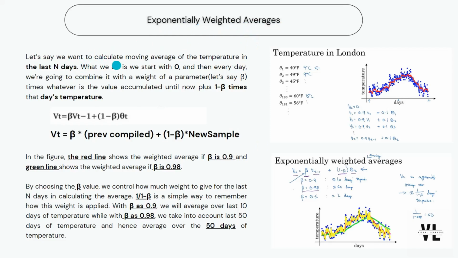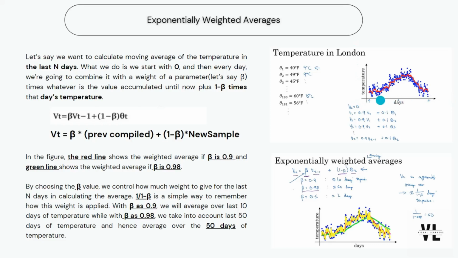Let's say we want to calculate the moving average of temperature in the last n days. What we do is we start with 0, and then every day we're going to combine it with a weight of a parameter, let's say beta, times whatever is the value accumulated until now, plus 1 minus beta times that day's temperature.